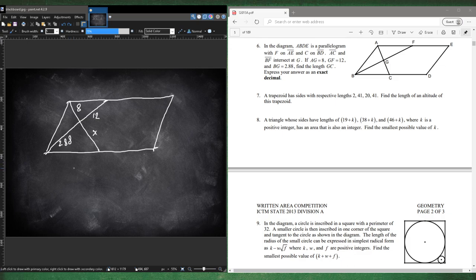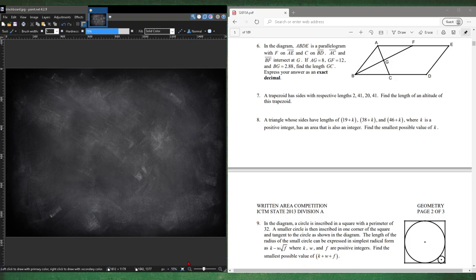So we have 8 divided by X is the same thing as 12 divided by 2.88. So to get the answer, you could just flip the numerator and denominator to get 2.88 divided by 12, and then you could just multiply by the 8. And you can use your calculator to find the answer. So 2.88 times 8 divided by 12, and you should get 1.92. And that is your answer for number 6.